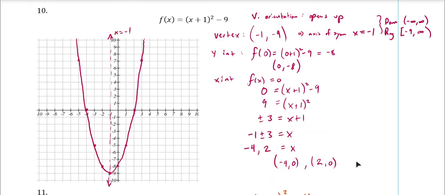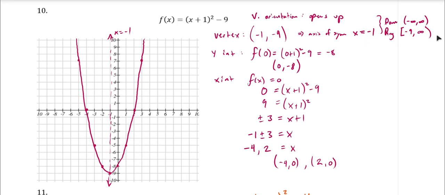Okay, here's another one that's already put in standard form for us. That's nice, because then we can just read off the vertex as minus 1, minus 9. Its leading coefficient is positive, so it opens up, and our vertex will be a minimum. That means that the axis of symmetry is going to cut through minus 1, so we have x is minus 1 as our equation for that line.